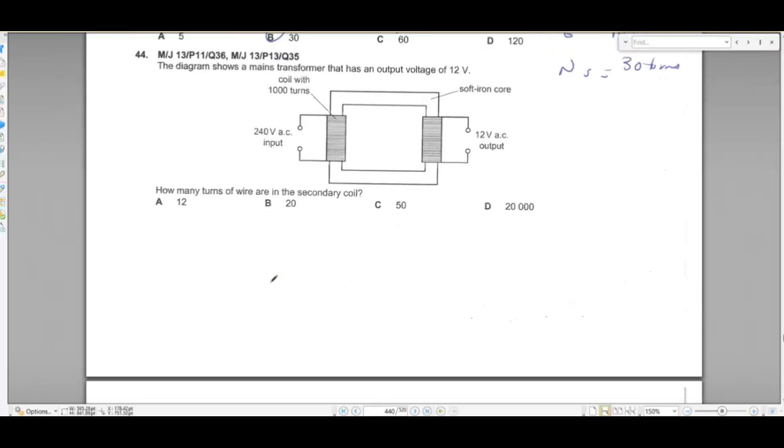Question number 44. The diagram shows a mains transformer that has an output voltage of 12 volts. How many turns of wire are in the second coil? Okay. Again, our formula.